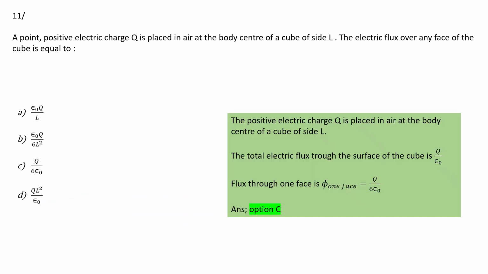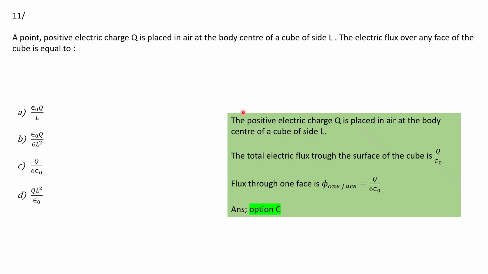Here is our first question: a point positive electric charge Q is placed in air at the body center of a cube of size L. The electric flux over any face of the cube is equal to, and here are our options as you can see.